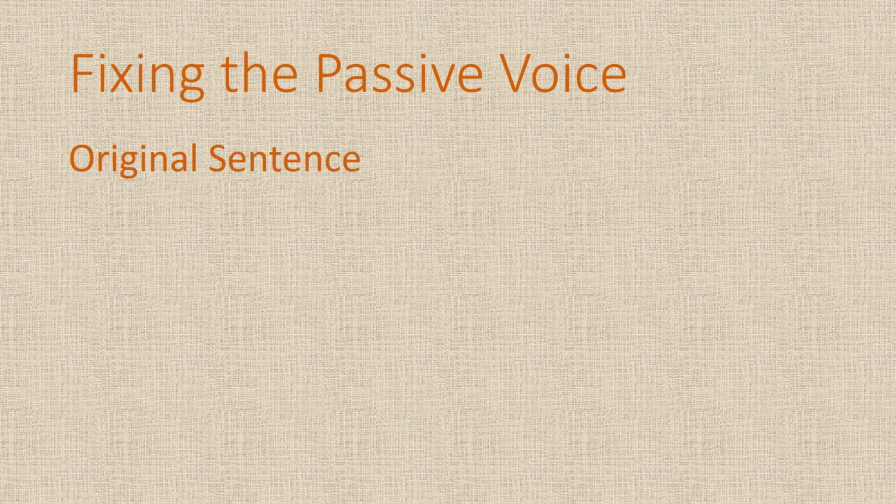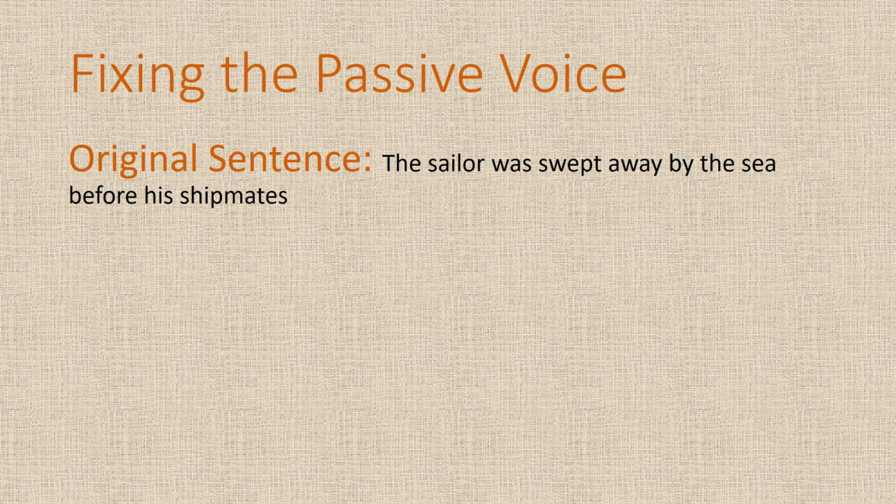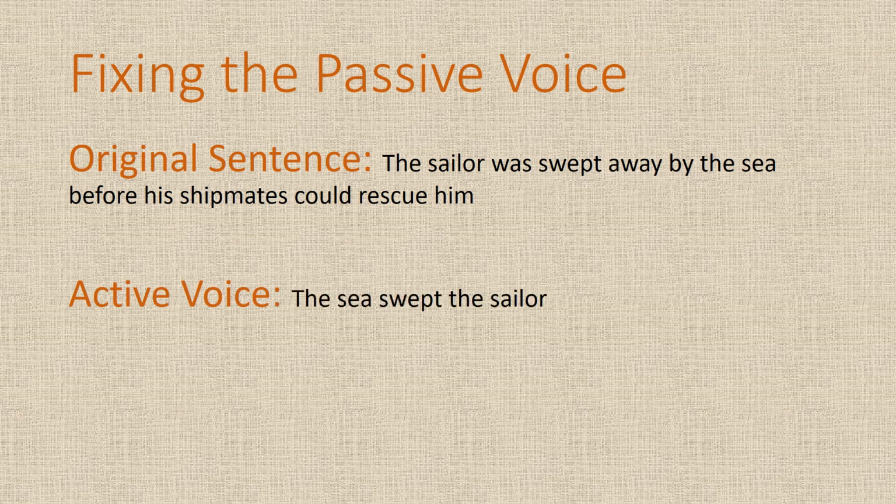In the sentence, the sailor was swept away by the sea before his shipmates could rescue him, we take the subject, the sea, and move it to the front of the sentence so that it is aligned with the verb and it is doing the action. This makes the subject the active agent in the sentence that is acting upon the other people that are involved. The finished product looks like this. The sea swept the sailor away before his shipmates could rescue him.